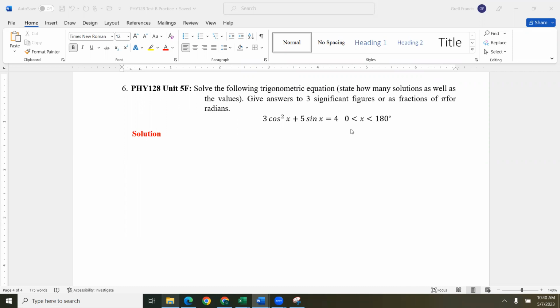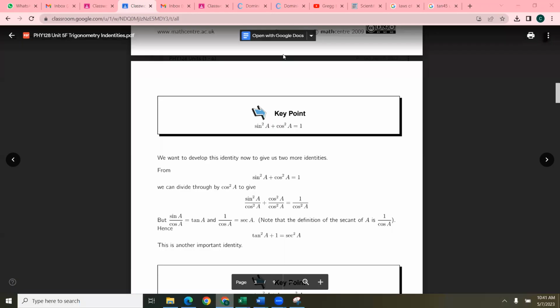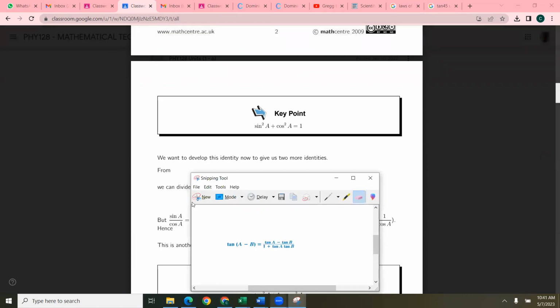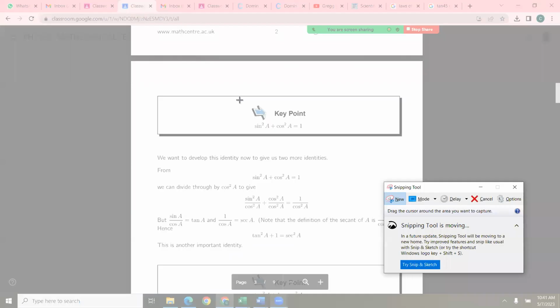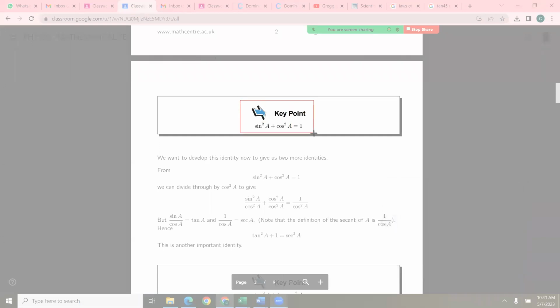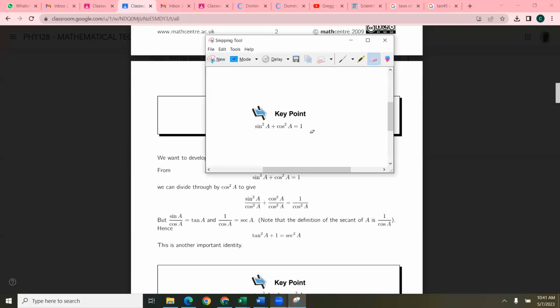So we have to get all the solutions between 0 and 180 degrees of this trigonometric equation, and we can get assistance in unit 5F. So let's go there for assistance. So we are now in unit 5F, and the trig identity we are going to use is this one right here, this very famous one. Sine squared of a plus cos squared of a is equal to 1. Let's import it into our solution.